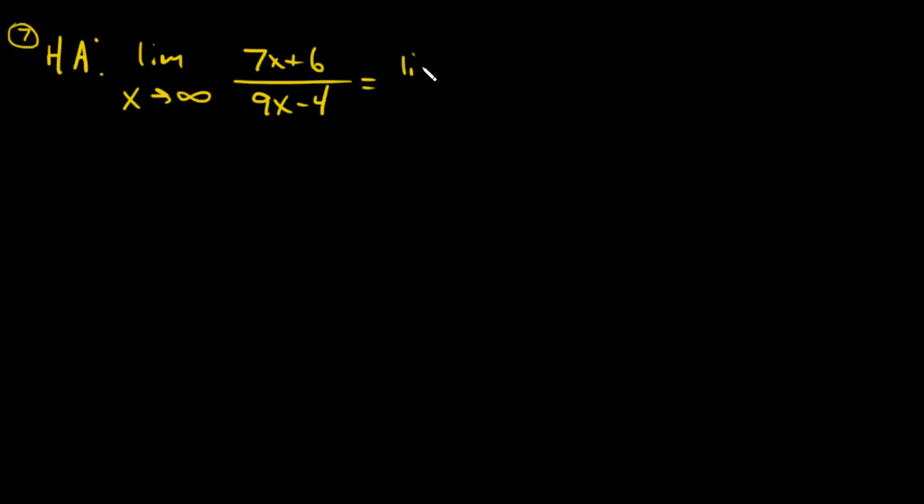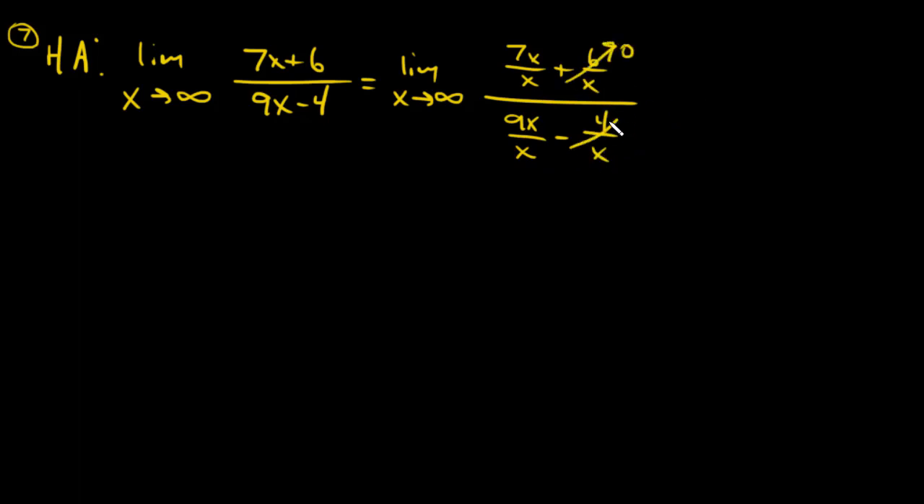So this is the limit as x goes to infinity of (7x over x plus 6 over x) over (9x over x minus 4 over x). This is going to go to 0. This is going to go to 0. This is going to go to 7. And this is going to go to 9. 7/9. It's going to be my horizontal asymptote.